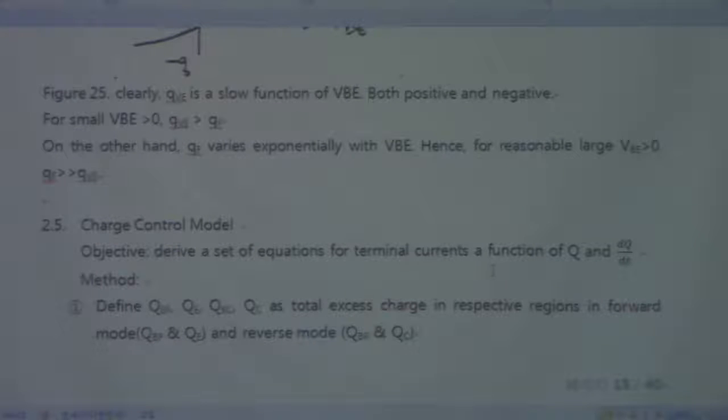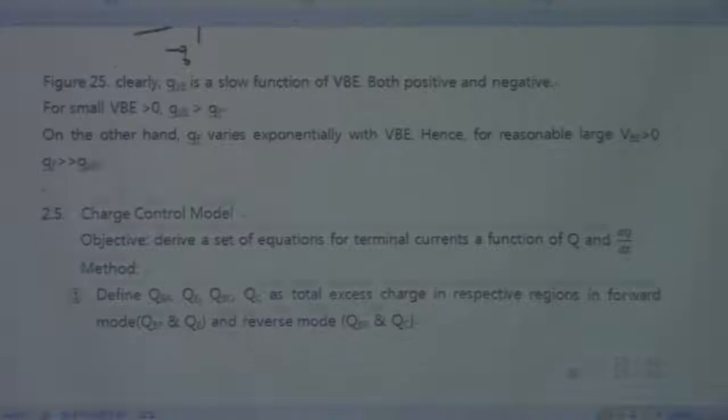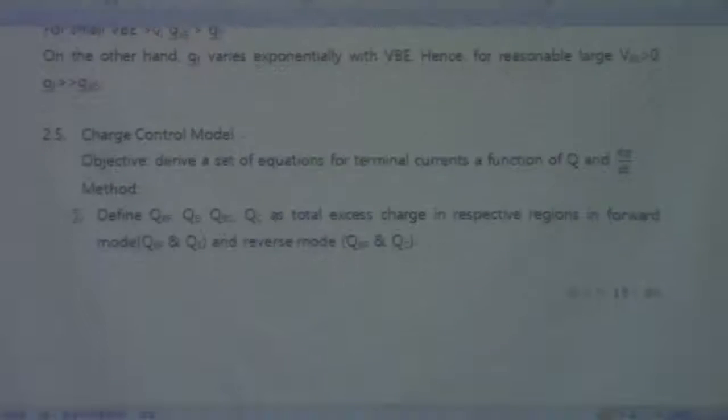Today we're going to introduce the charge control model. The objective of this model is to derive a set of equations for terminal currents as a function of charge and the time dependence of the charge. The variation of the charge is related to the capacitance, so the charge variation with respect to time.